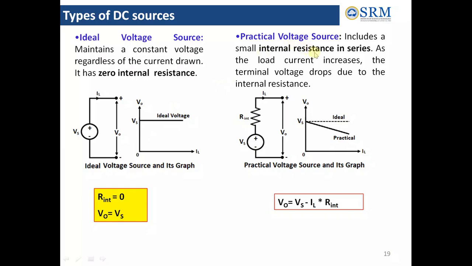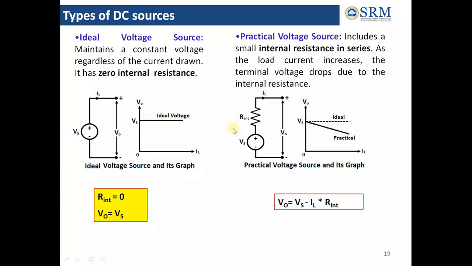When we go for a practical voltage source, it has a small internal resistance associated with it, which is connected in series. That is called RINT. So as the load current increases, what happens? It will not be the same as the ideal voltage source. The output voltage, the terminal voltage, will drop.